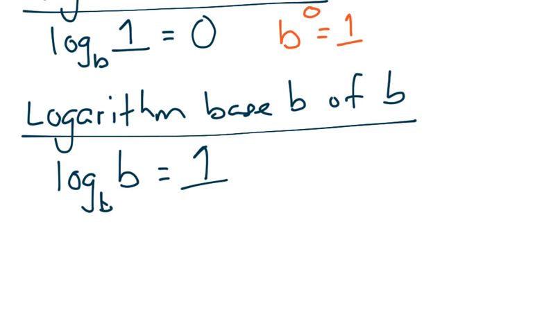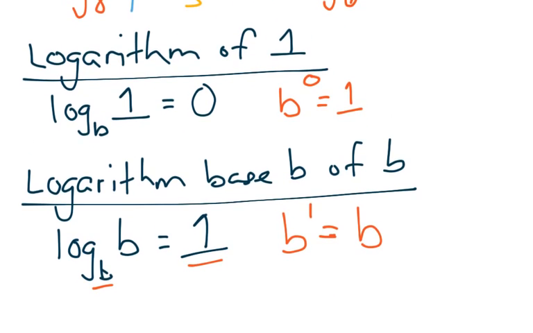Because remember, this number here is your base, and this is your exponent, b to the first power. Anytime you have anything to the first power, your answer is always going to be itself. So if your base and what you're taking the logarithm of are the same, your answer is going to be 1. If you're taking the logarithm of 1, the answer is always going to be 0. And that's what those two special logarithms discuss.